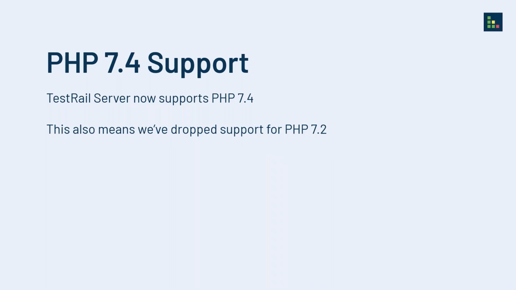We have added PHP 7.4 support, and that means we've also dropped support for PHP 7.2, which has reached its end of life. So TestRail Server now supports PHP 7.3 and 7.4 for TestRail 7.0. If you are upgrading to 7.0 and your server runs PHP 7.2, you will also need to update your PHP version as well.